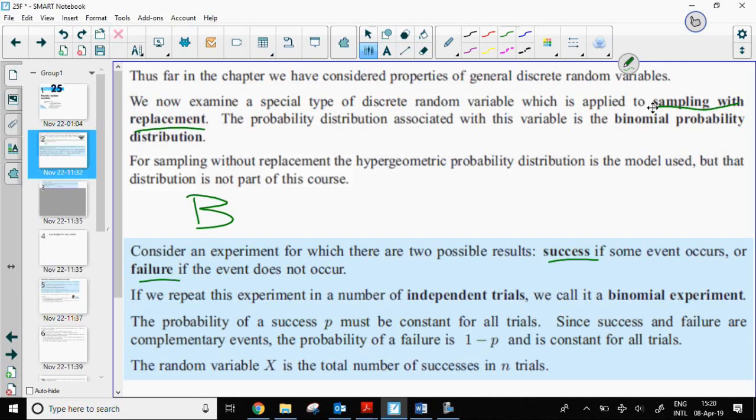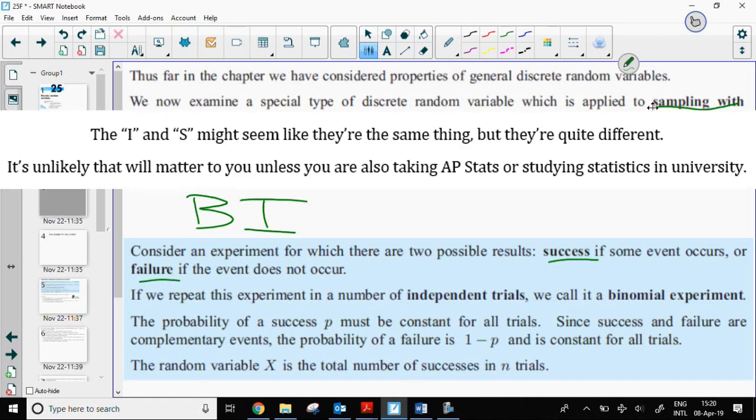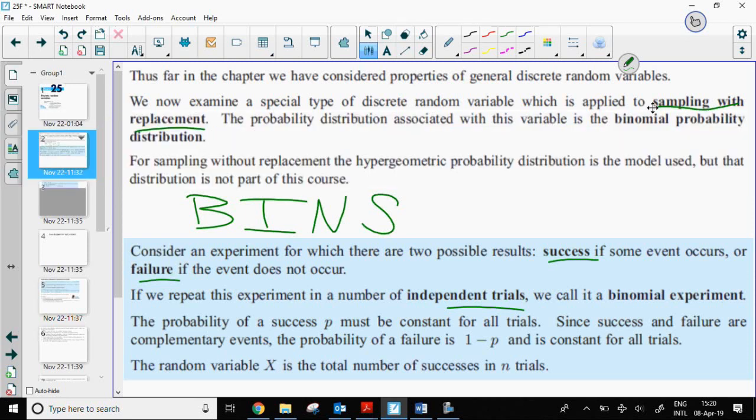Second criterion, the trials must be independent. The third criterion, we must decide in advance what the number of trials of our experiment will be. And the fourth criterion is that the probability of success remains the same in all of those trials.